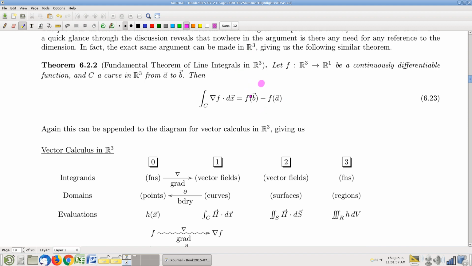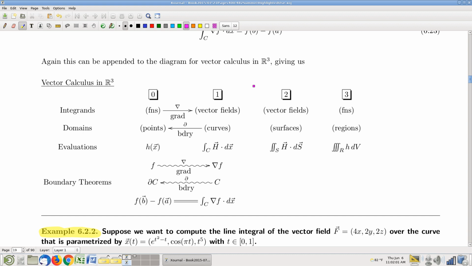We're going to append the diagram analogously by adding a gradient arrow in our R3 diagram. Our brand new fundamental theorem of line integrals in R3. Again, I can write it as boundary and gradient lead to evaluations that always give you the same result.